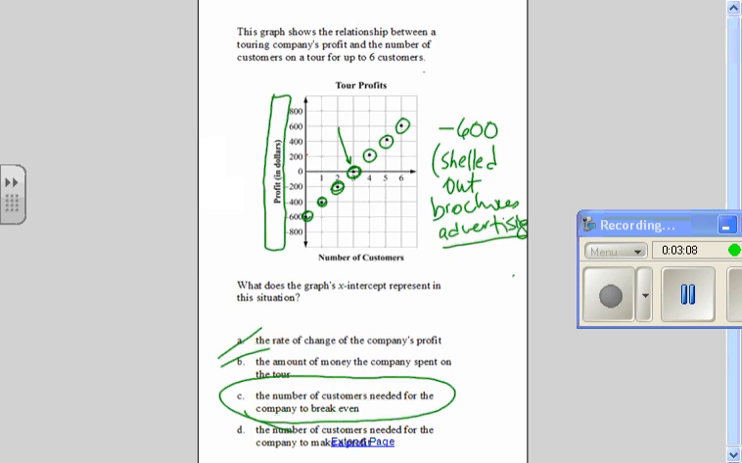And D says the number of customers needed for the company to make a profit. No, they need at least 4 to make a profit, which is not the x-intercept, because at 3 it's break even, at 4 it's party time. So this is this question again. Don't look at it as a math problem. Look at it as just common sense, reading something from a visual display. Okay, that's how these problems work. You're going to see a lot of them.